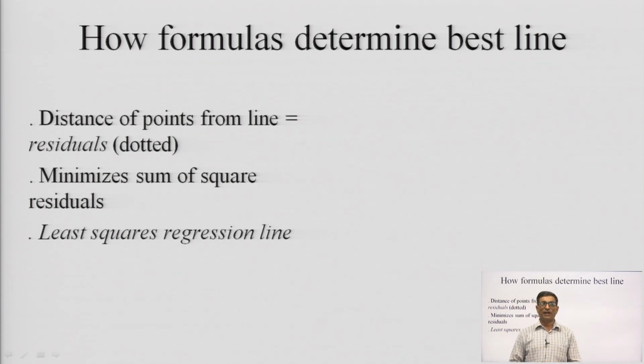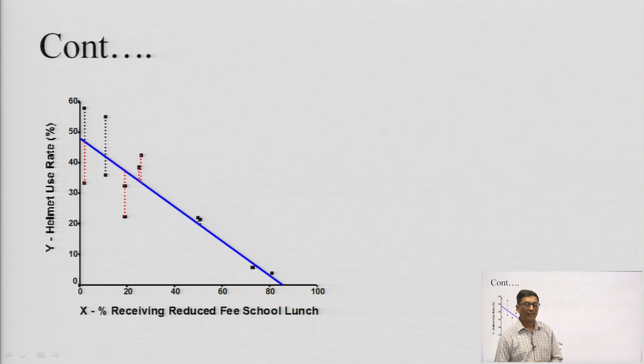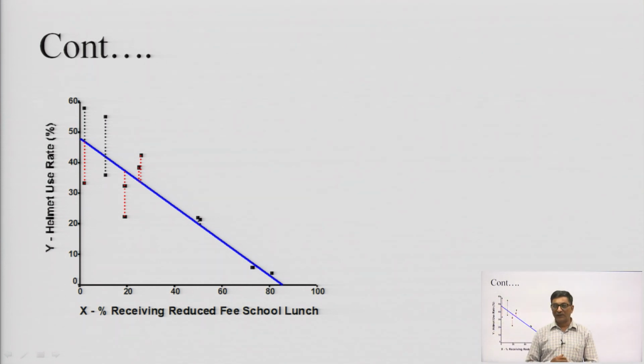The distances of the points from the line are equal to the residuals, and our aim is to minimize the sum of squares of the residuals. So, this is called the least squares regression line. If you see in this figure, we have two variables. One variable is the percentage receiving free school lunch.